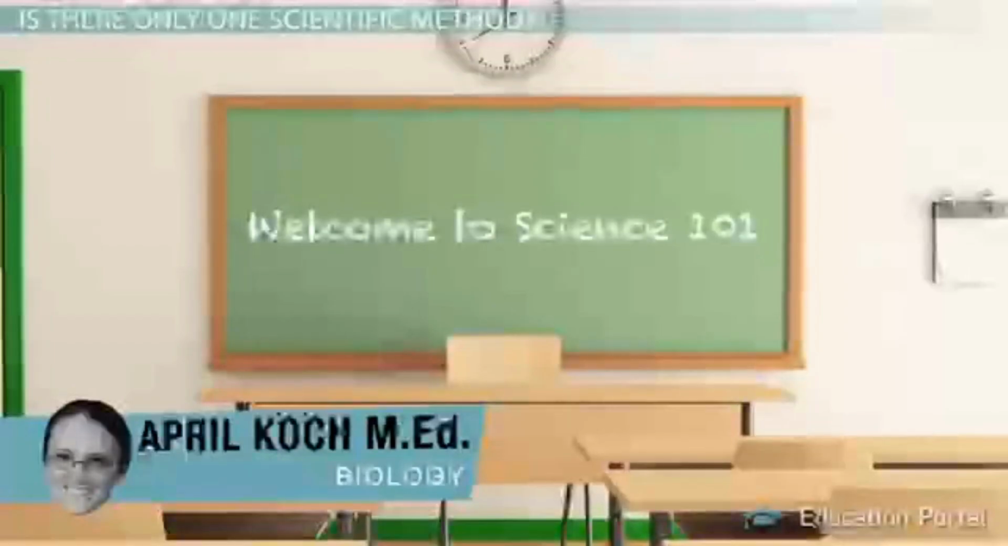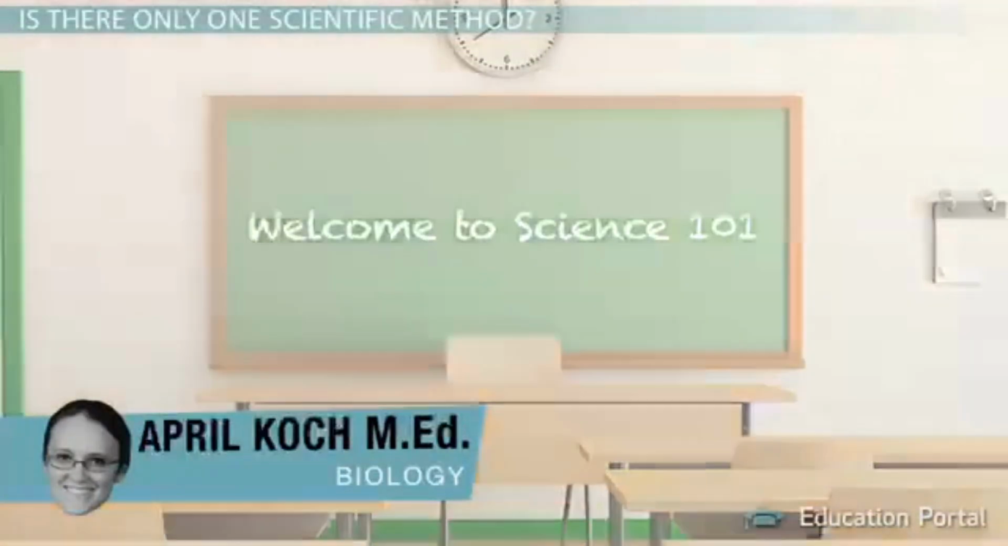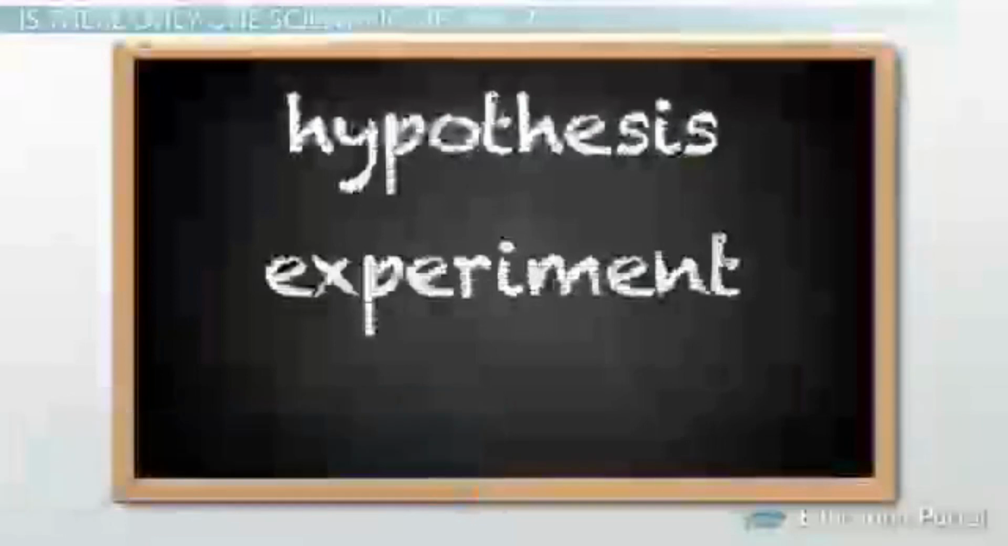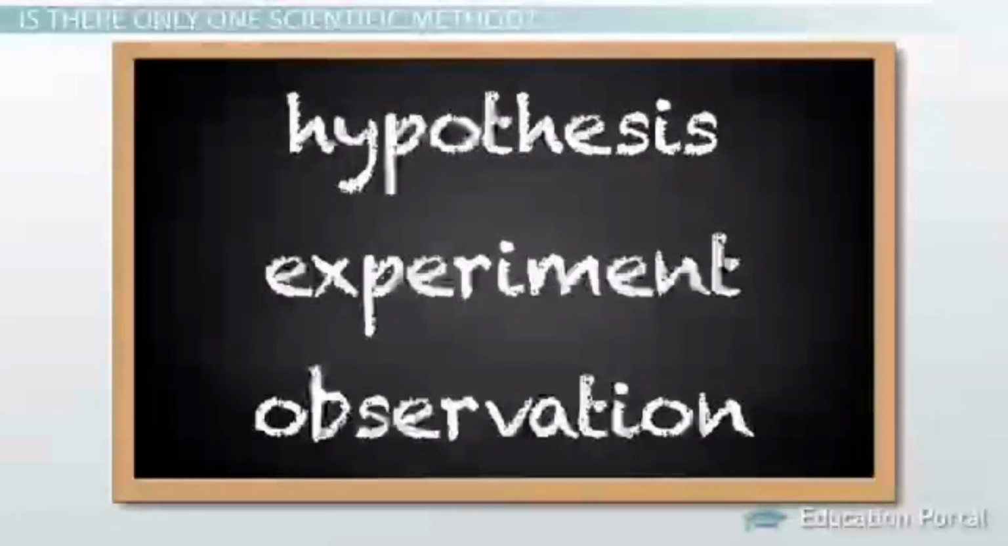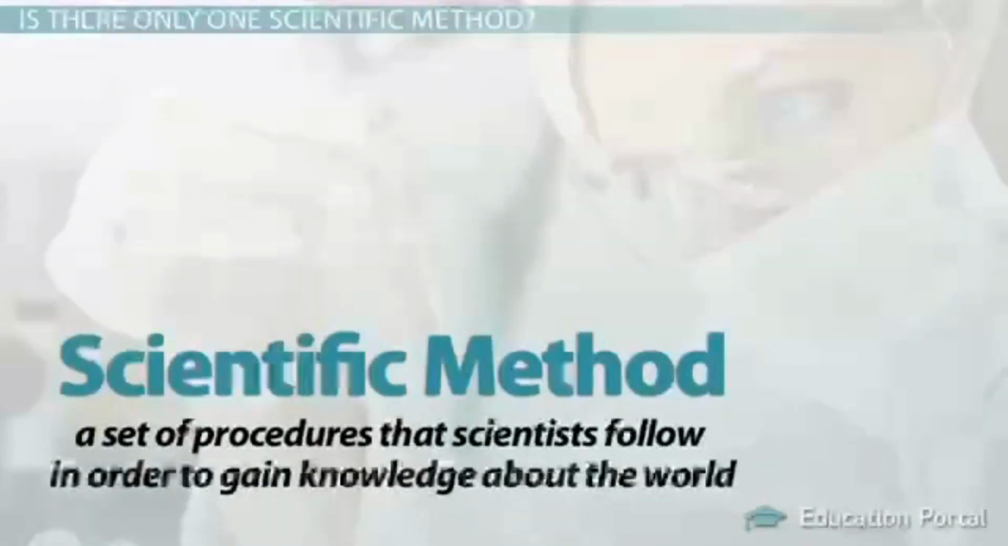When you first took science class in school, you probably learned the basic steps of a scientific investigation. You've likely heard of words like hypothesis, experiment, and observation. You may have even memorized a prescribed set of steps. The scientific method is a set of procedures that scientists follow in order to gain knowledge about the world.